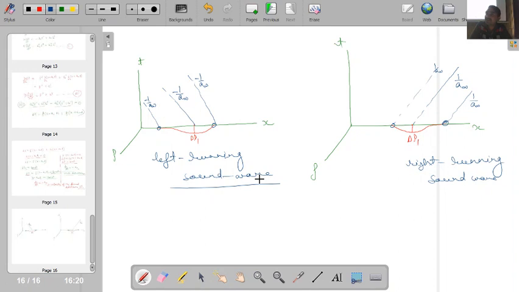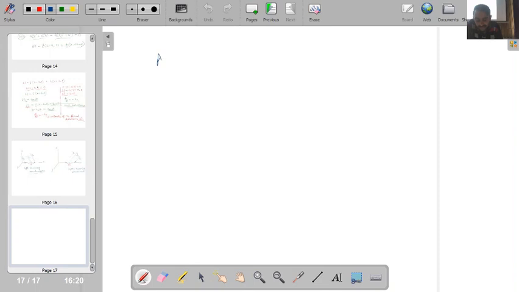Is this one clear? So in one we have only the right running sound wave, and in another we have nothing but the left running sound wave. Okay. Another interesting feature is that the way I have taken delta rho as some arbitrary function as the solution, in a similar way delta v can also be taken as some function f of x minus a infinity t plus some arbitrary function g of x plus a infinity t.